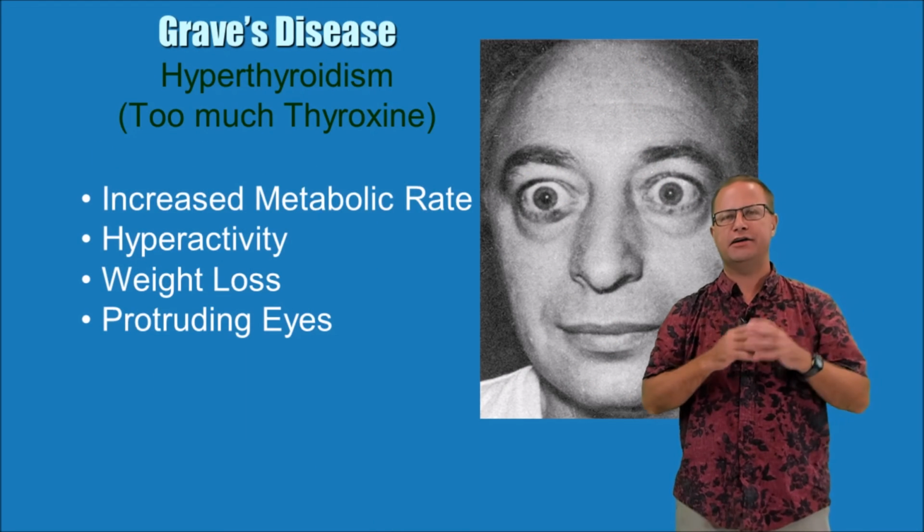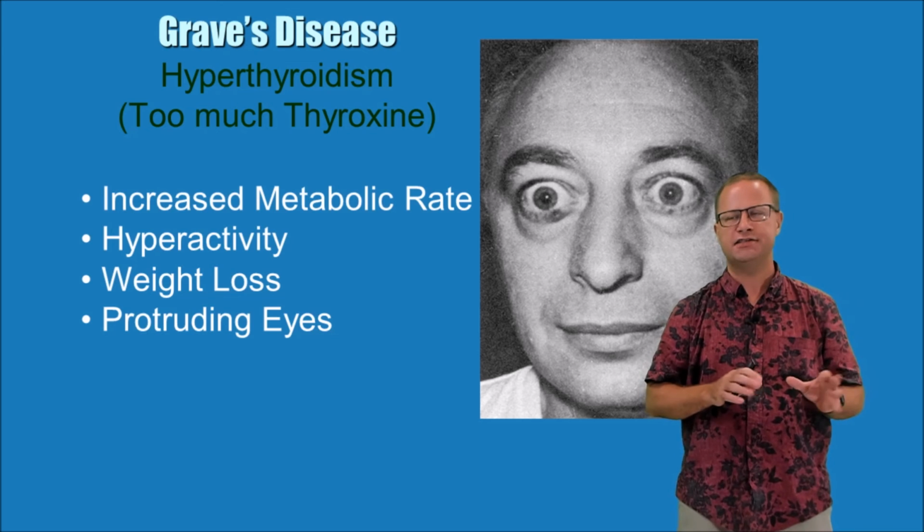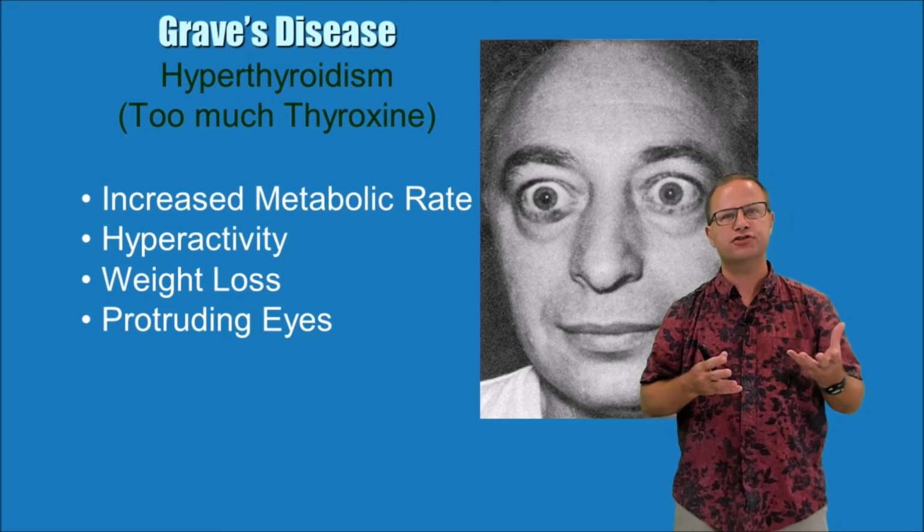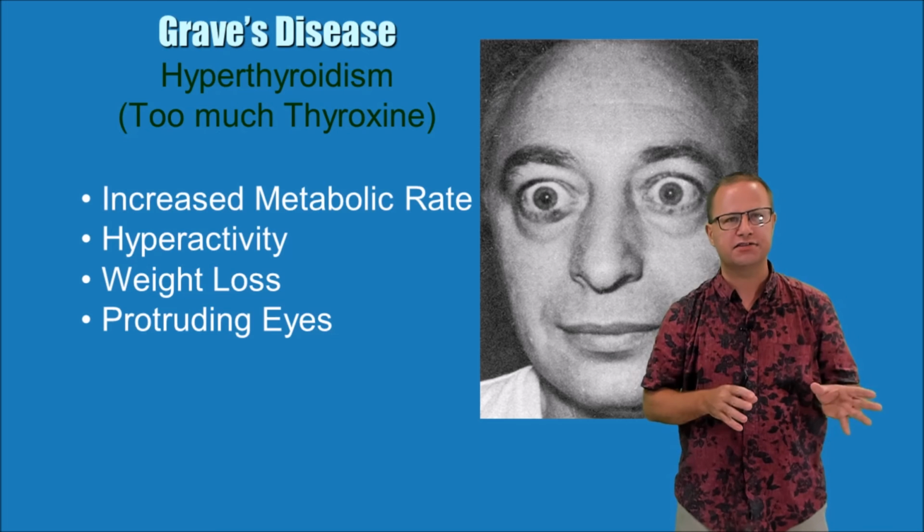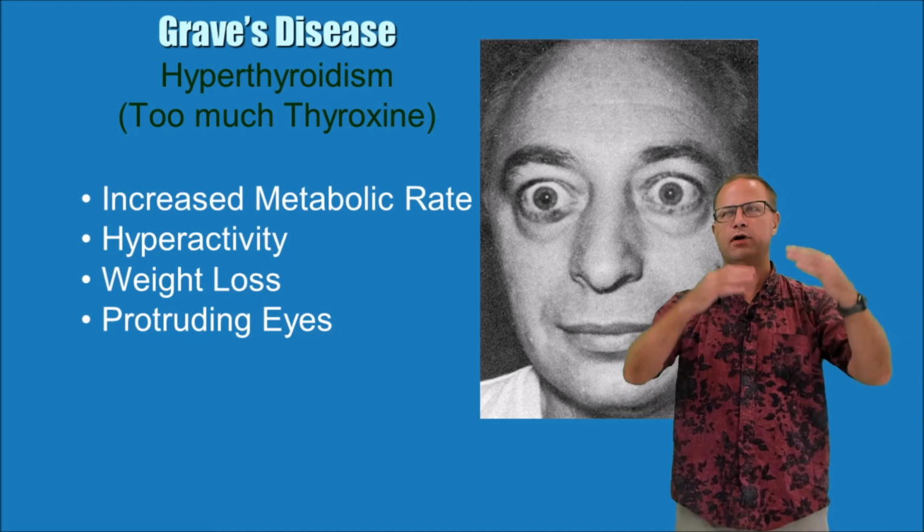Okay, now we're going to talk about a disorder of the thyroid gland called Graves' disease. Now, Graves' disease is caused by hypersecretion of thyroid hormone, or thyroxine. And remember, thyroxine principally regulates our metabolic rate.